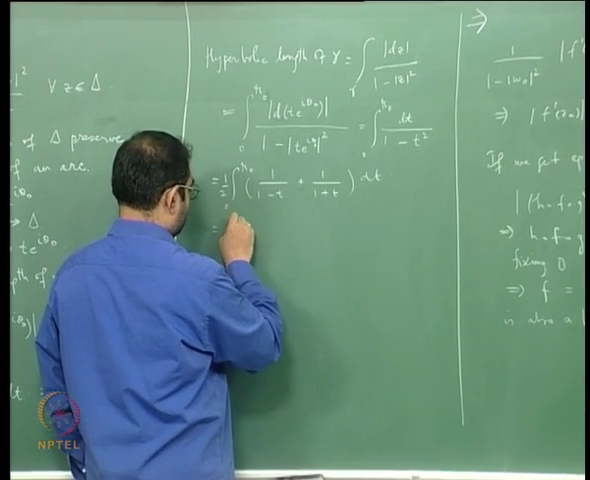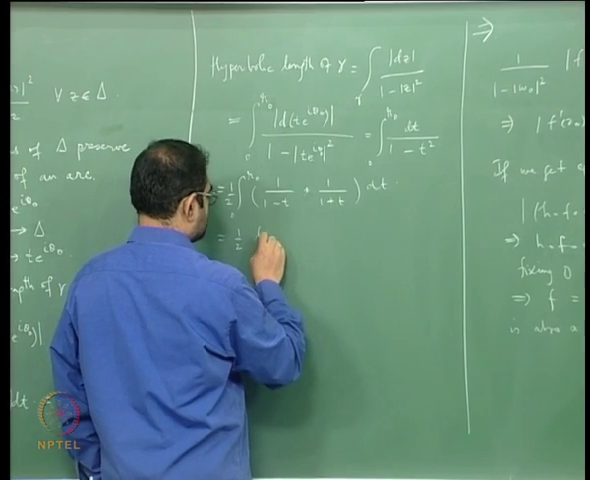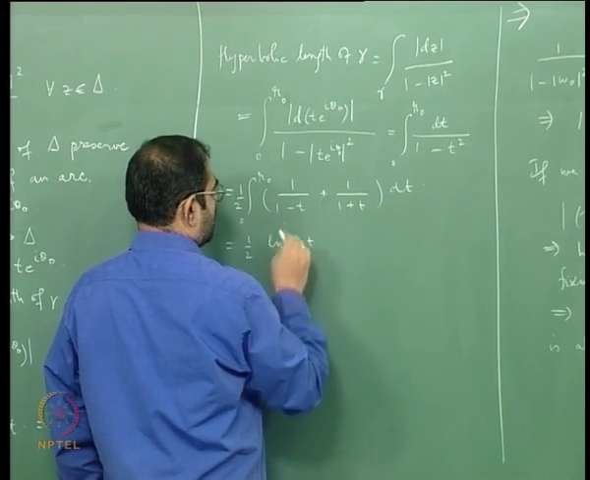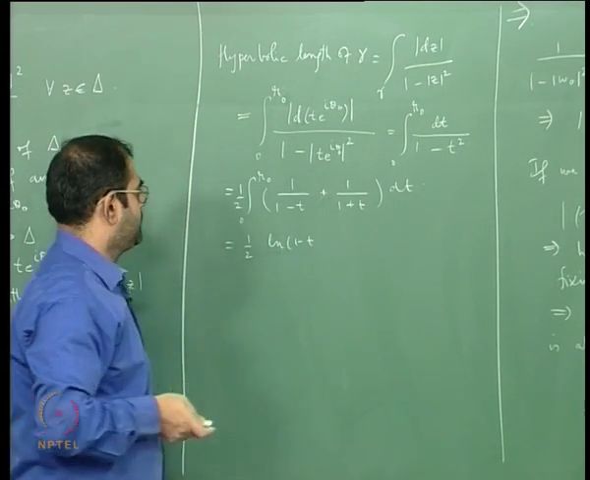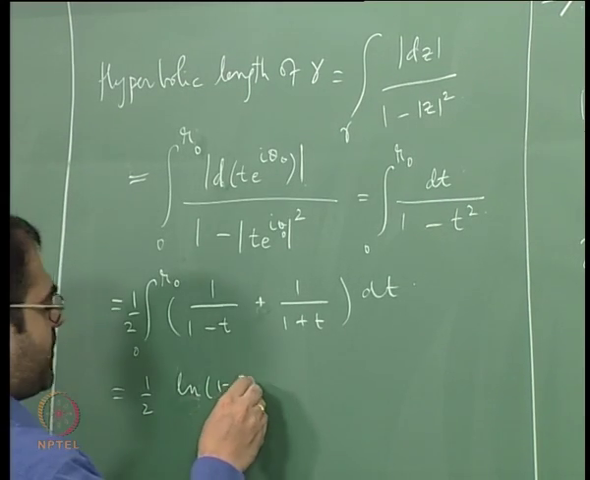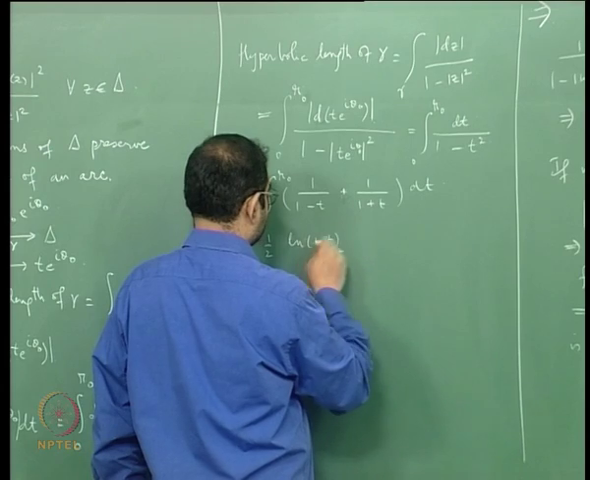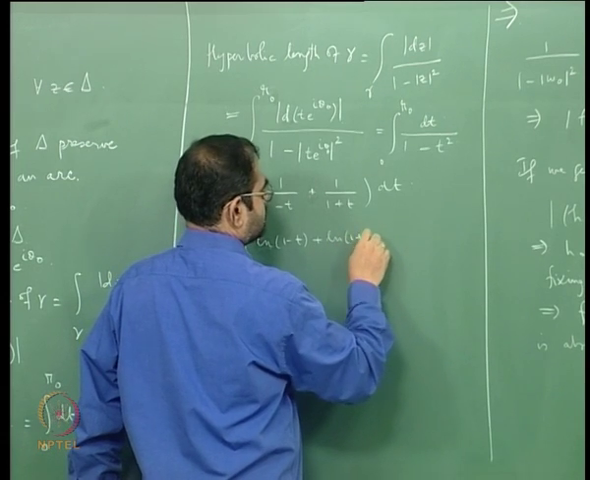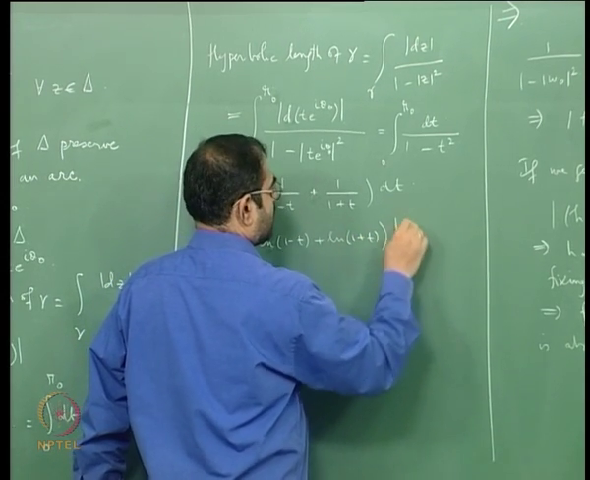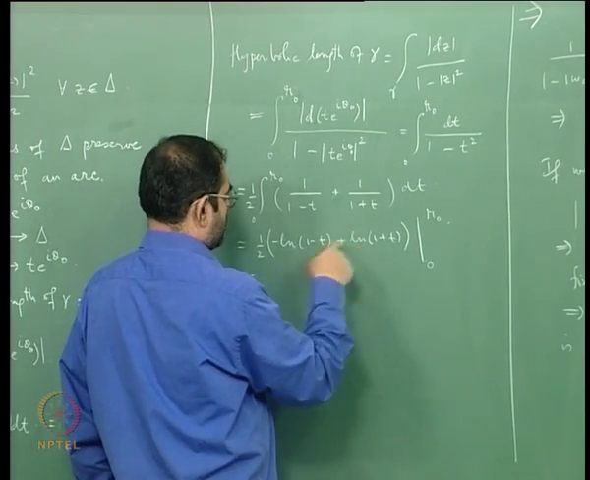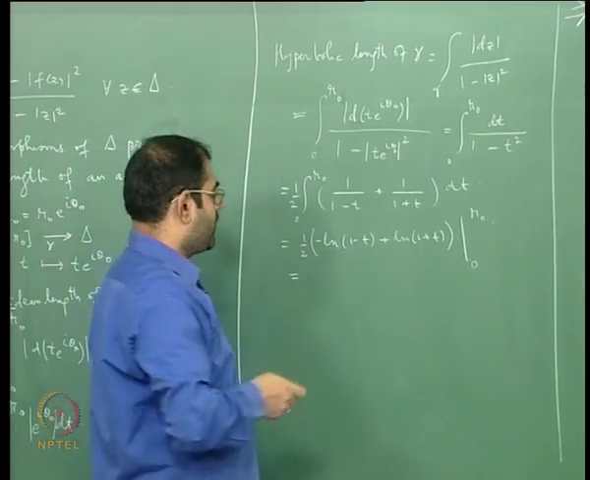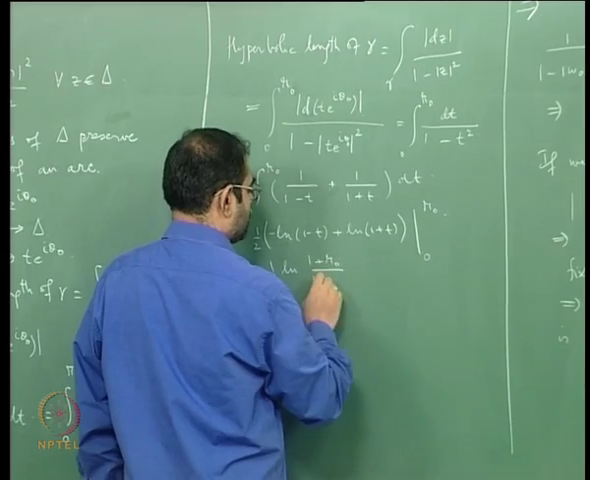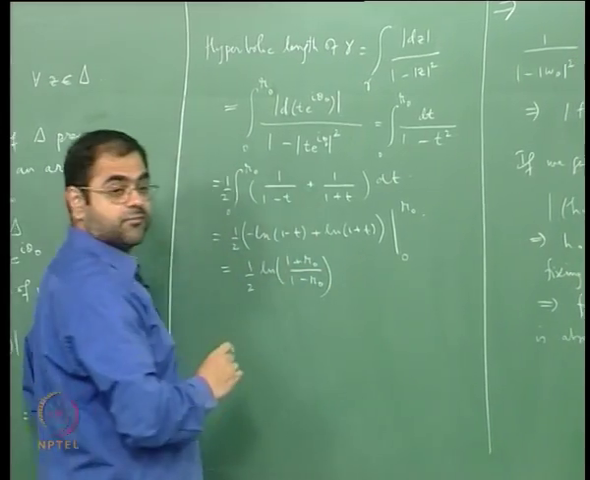This is half, 1 by 1 minus t is log 1 minus t, so this is ln. Of course t is positive, so this is ln 1 minus t into minus 1, and here I am going to get plus ln of 1 plus t, and I am going to take limits from 0 to r0. So this is just ln 1 plus t by 1 minus t. So I am going to get half ln 1 plus r0 by 1 minus r0. This is the hyperbolic length.